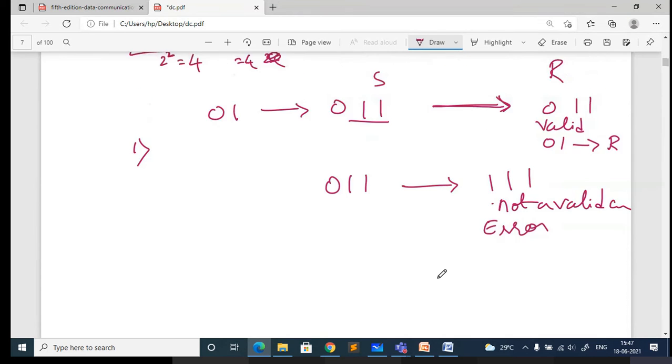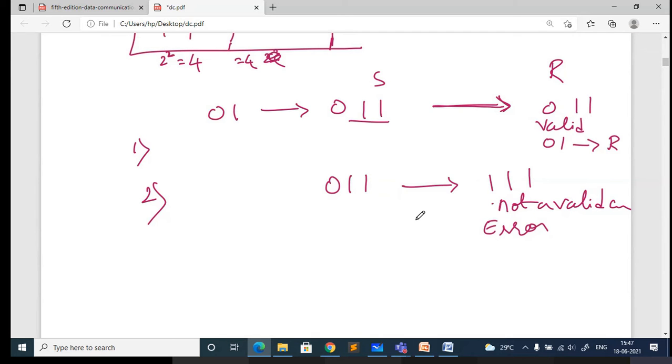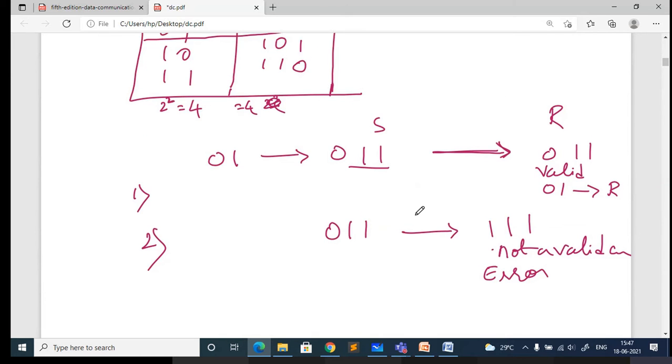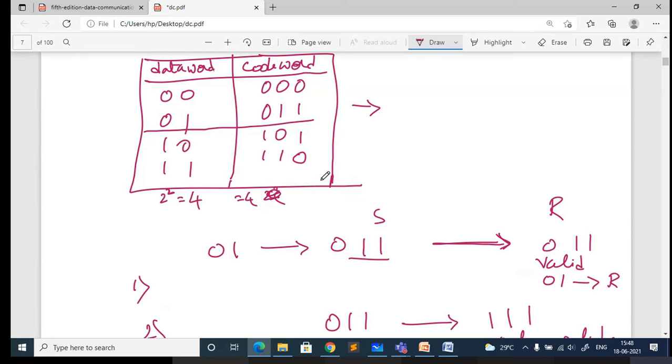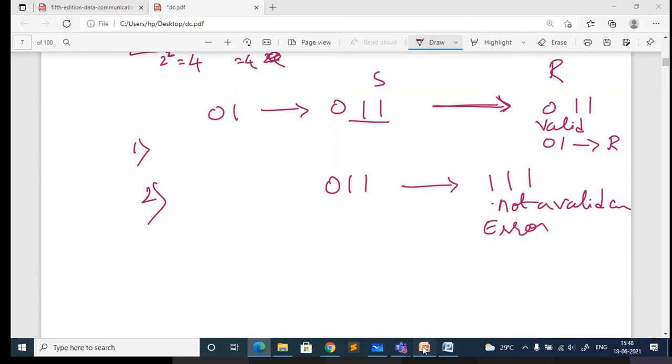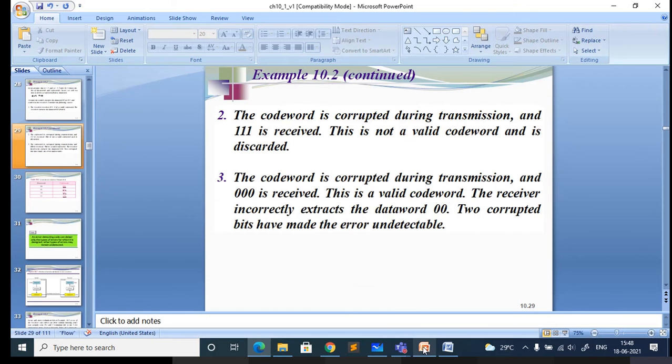Is it clear? Are you following? I'm just taking some cases to show how to identify errors in a simple way. Maybe there is a possibility that even though data is corrupted or an error is introduced, it still matches with a code word. So try to understand, it is a very simple topic.